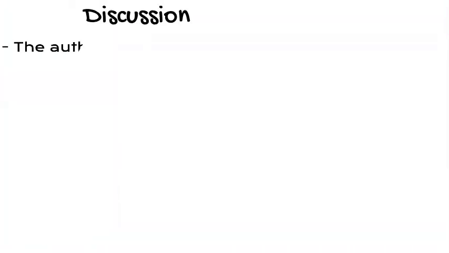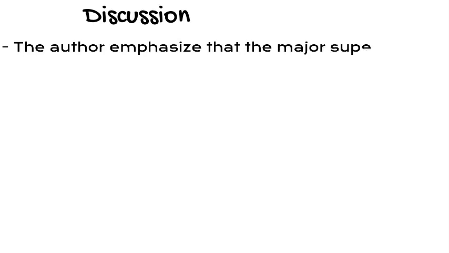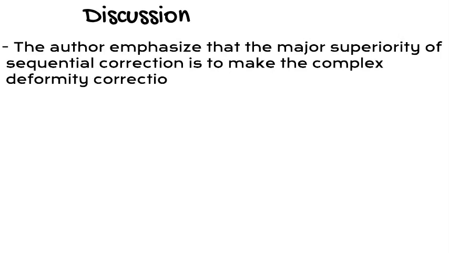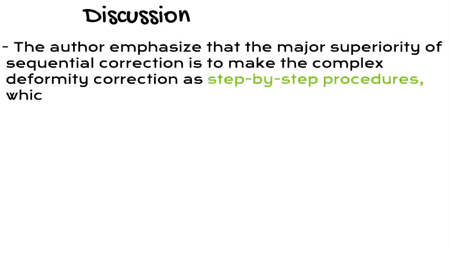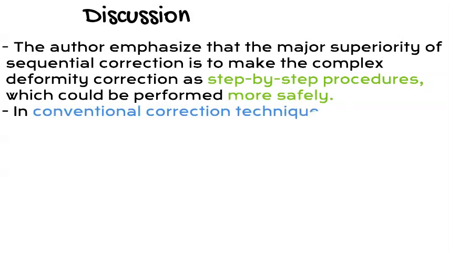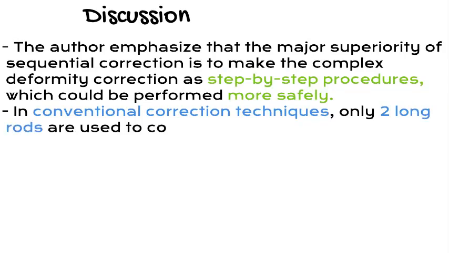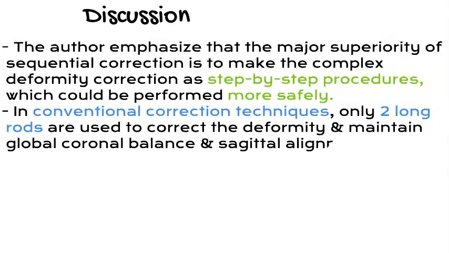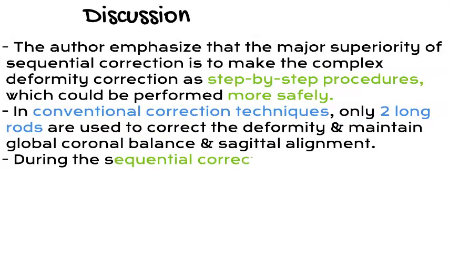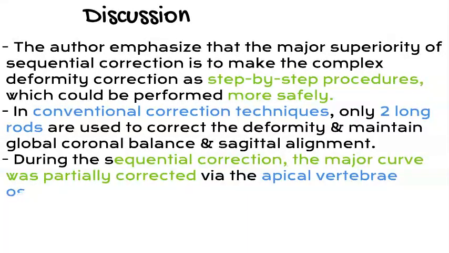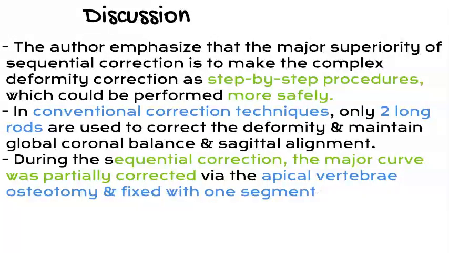The author emphasized that the major superiority of sequential correction is that it makes the complex deformity correction a step-by-step procedure, which could be performed more safely. In the conventional correction technique, only 2 long rods are used to correct the deformity and maintain global coronal balance and sagittal alignment. During the sequential correction, the major curve was partially corrected via the apical vertebrae osteotomy and fixed with one segmental rod.